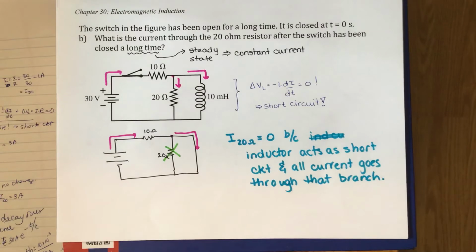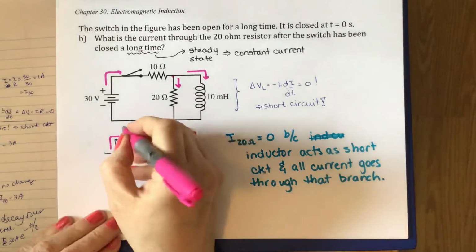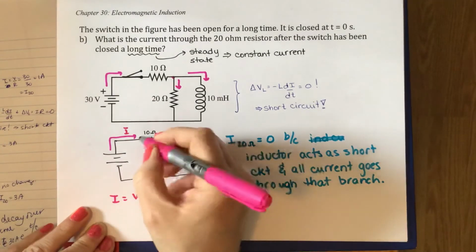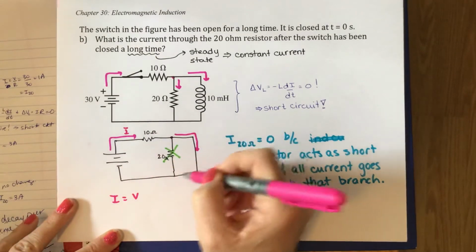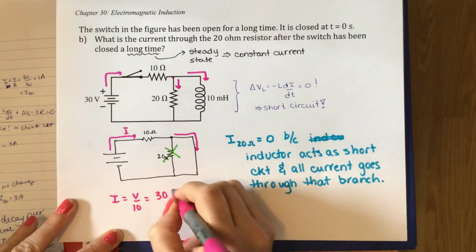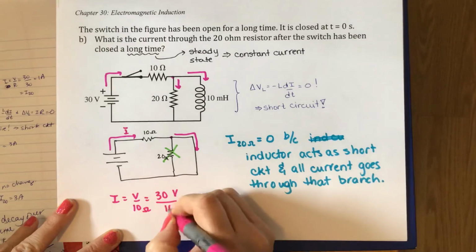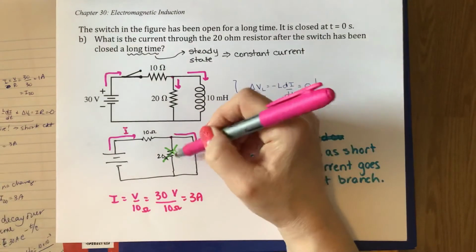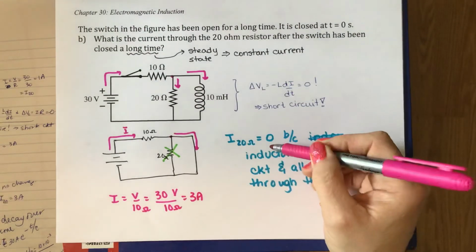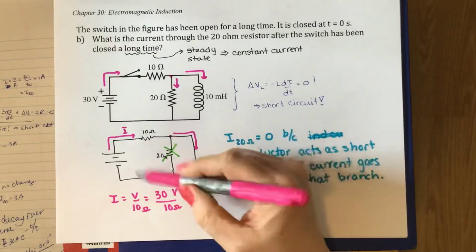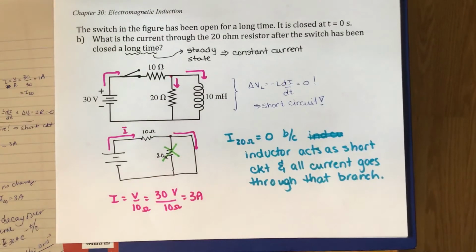You could, of course, if you wanted to, find the current put out by the battery. So this current I right here would be the potential of the battery divided by the only resistor it's in contact with, which is the 10 ohm resistor. So 30 volts over 10 ohms to get 3 amps. But that would not flow through the 20 ohm resistor. Through the 20 ohm resistor, which is what the question asked, that's a zero current. So all of the current goes through the 10 ohm and none through the 20 ohm.